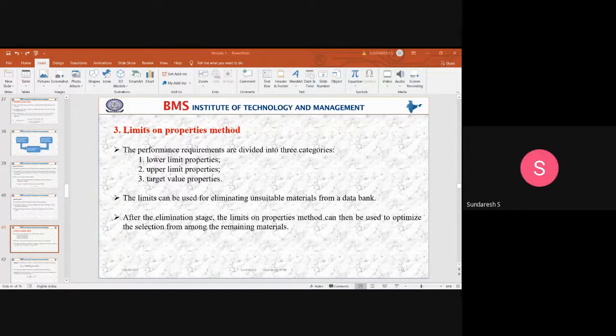No doubt, sir. Okay. Mithun? Sir, the weighting factor, relative point scaling. Yeah. I will explain that when we solve the problem, and you will understand it. How we can do it relatively, we will do that. Generally, we select the material which has the highest value. Based upon that, we calculate the relative importance. I will explain that when we solve the problem, and you will understand it clearly. No problem.